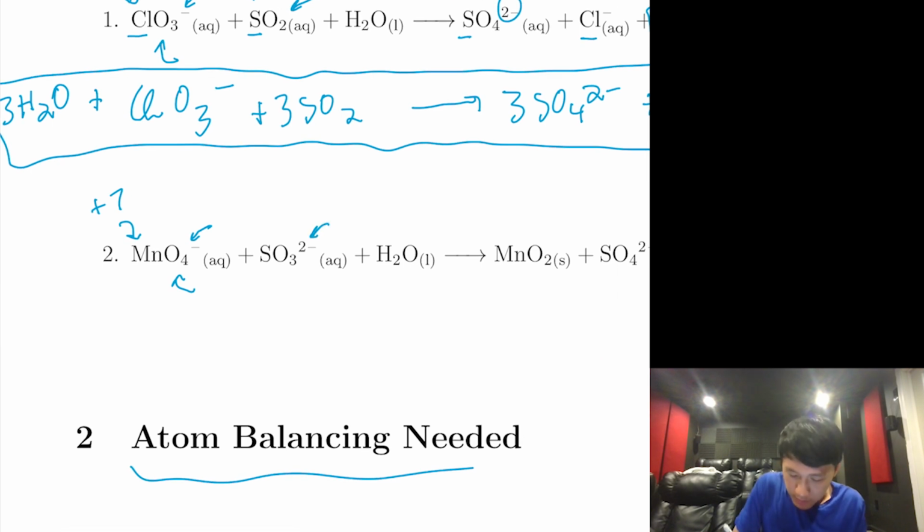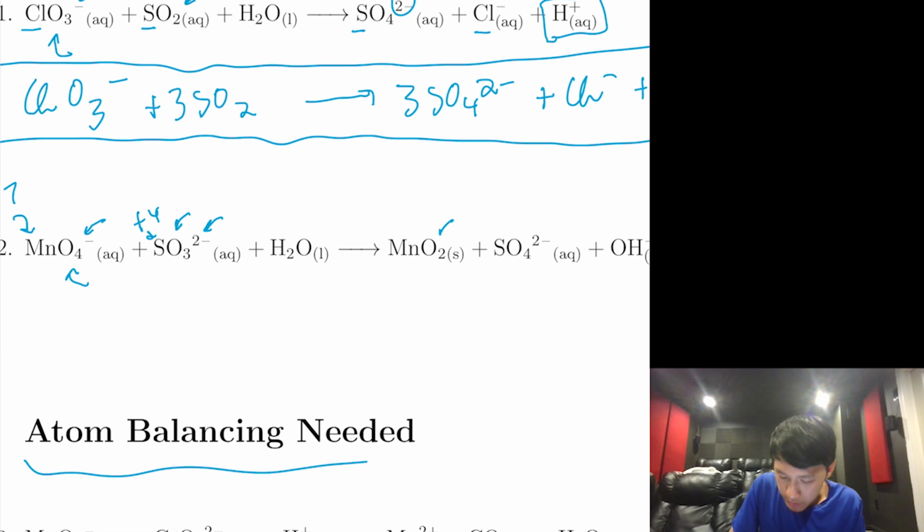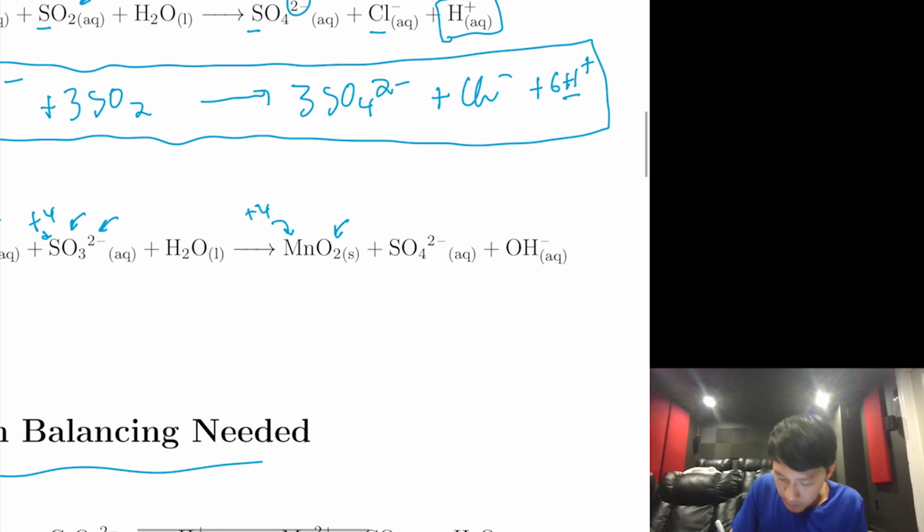This overall is -2, and each of these is -2. So this needs to be +4, this sulfur. And then here, each of these is -2. That means this Mn must be +4 to cancel out with both of those -2s and give a neutral compound. And to leave an overall -2 charge, with 4 oxygens contributing -2, this sulfur needs to be +6.